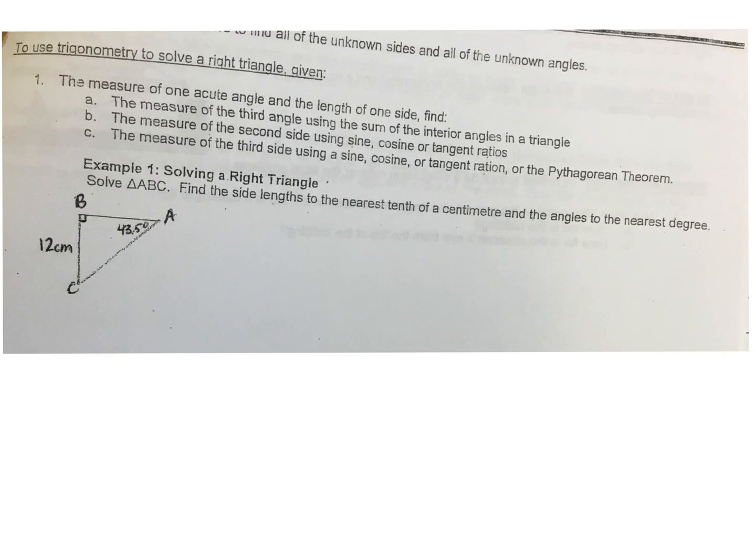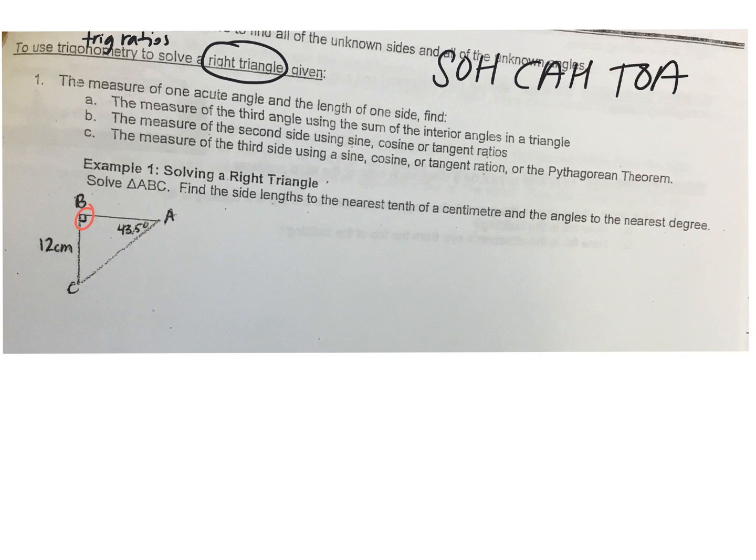Okay, so once again, we are using the trig ratios to solve a right triangle, which is a triangle that has a right angle. If it doesn't have a right angle, you cannot use the trig ratios, and I like to start by writing SOHCAHTOA, so I remember what the trig ratios are. So just to recap, sine is equal to opposite over hypotenuse, cosine equals adjacent over hypotenuse, and tangent equals opposite over adjacent. So, couple things here.